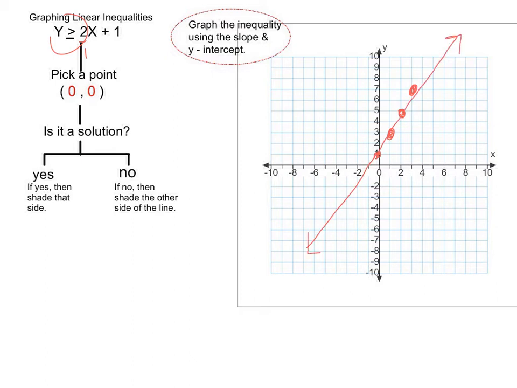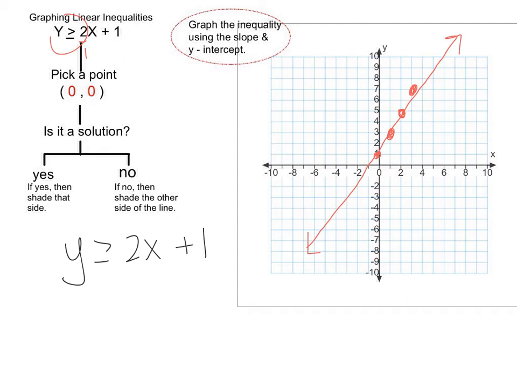Now, we have to do the shading part. So let's pick a test point. Again, I would suggest 0, 0, simply because it's easy to plug in 2 zeros. It's very easy to do math with that. So let's take our inequality: y is greater than or equal to 2x plus 1.